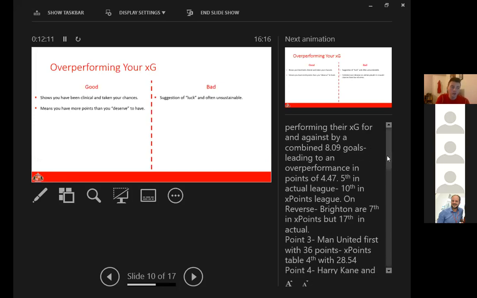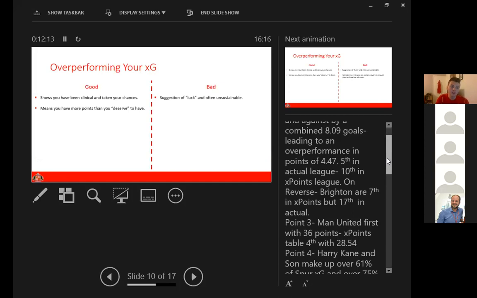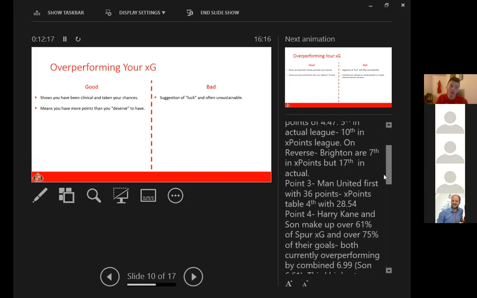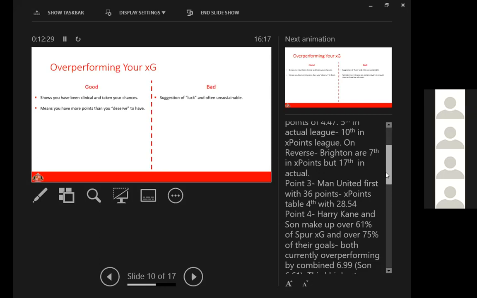Spurs, they're 5 places different. Man United are first in the actual table at the minute with 36 points, but in the expected points table, they are fourth, with only 28.54. And on the reverse side of that, Brighton are 17th in the actual table, but would be 7th in the expected points table. So it shows they're really underperforming where they should be. So it doesn't really reward them for games, if that makes sense.